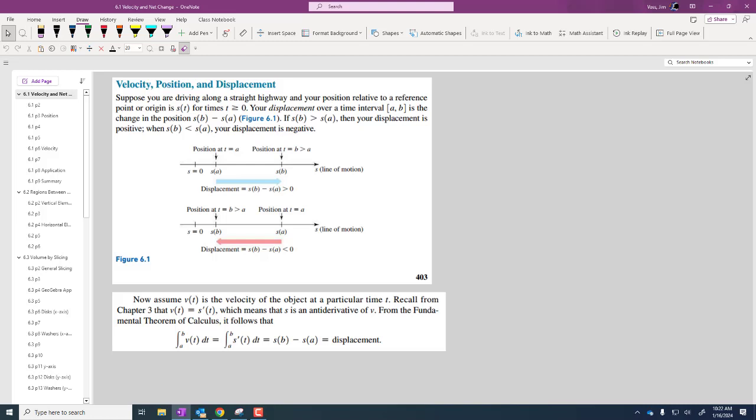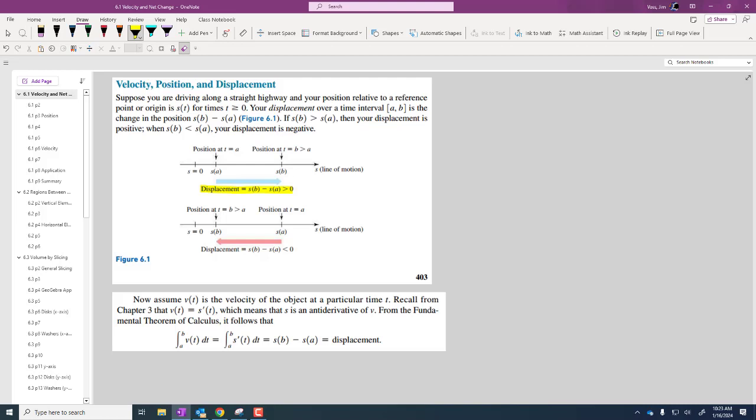The a and the b are at a particular time. So s of b is the position at time b. s of a is the position at time a. And first important word that we're going to learn is displacement. So displacement is going to be s of b minus s of a. It's the final position minus the initial position.